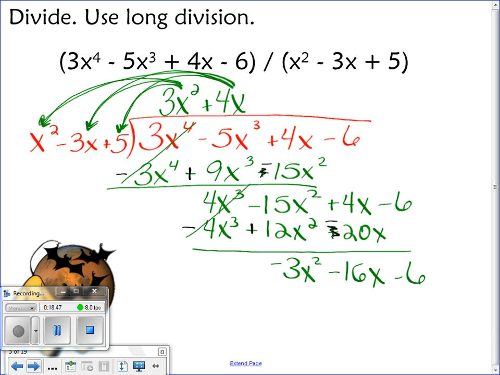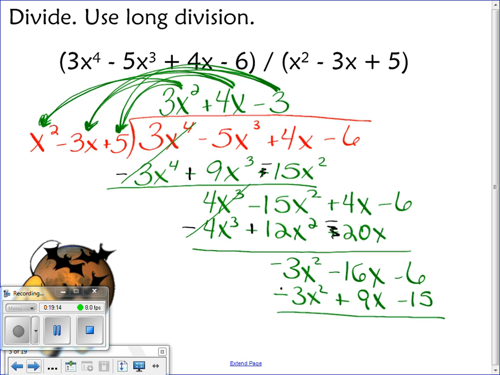What do you multiply x squared by to get negative 3? So there was that question you were asking me, Alex. Just need a negative 3 up here. And then we multiply. Negative 3 times x squared. Negative 3 times negative 3x, positive 9x. Negative 3 times 5. Negative 15.